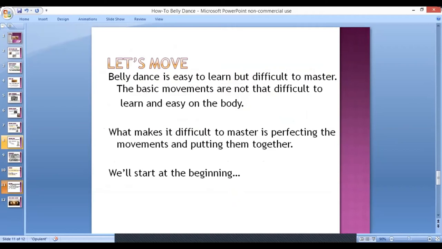So, let's move. It's easy to learn, but difficult to master. The basic movements are not that difficult, and they are kind of easy on the body. What makes it difficult is perfecting the movements and then putting them all together. So we're going to start at the beginning. If you are not already standing up, stand up.